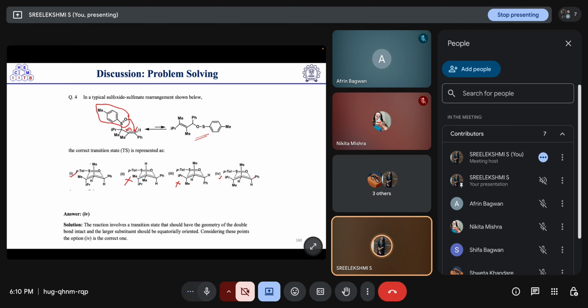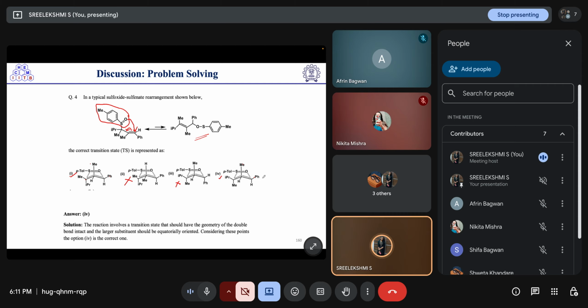Now, if we consider the second factor, this is a basic factor. For this center, always in a six-membered transition state, the bulky group will prefer the equatorial position over the axial position, to minimize the steric repulsion or diaxial interactions. So if we consider that the isopropyl group is obviously bulkier than the methyl group, in this option the isopropyl group is axially oriented and the methyl group is equatorially oriented. But if we consider this last option, the isopropyl group is equatorially oriented and the methyl group is axially oriented.